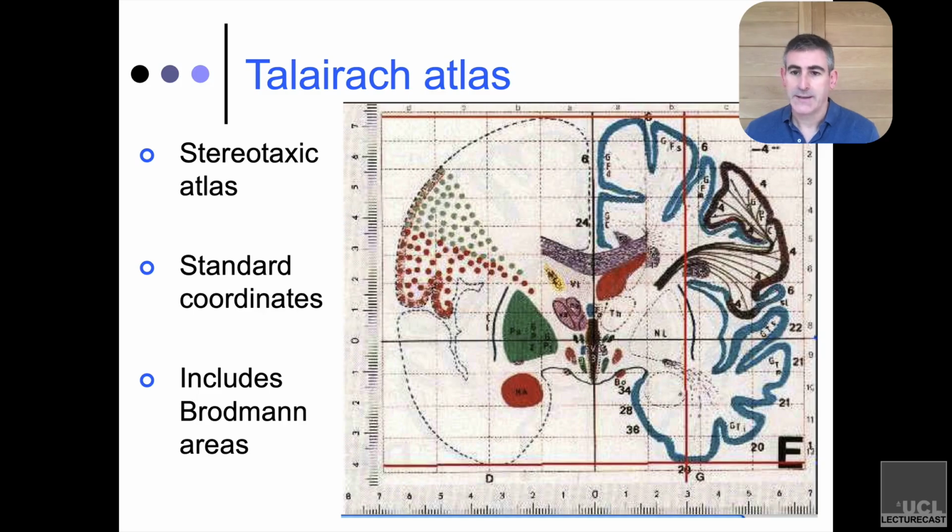Now, bear in mind that Talairach and Tournoux were French, so GTS is the superior temporal gyrus, because in French it would be, my pronunciation's awful, gyri temporalis superior or something like that. So, independent of the fact that my French is dreadful, the important point is that you could look up what GTS is, in this case superior temporal gyrus, and say, okay, that coordinate corresponds to superior temporal gyrus.